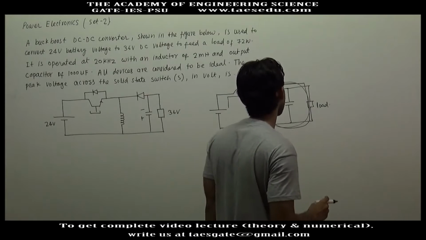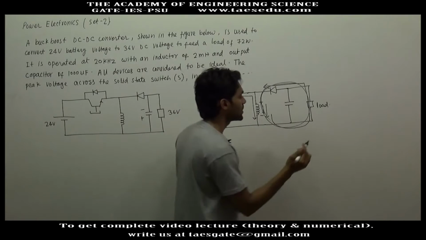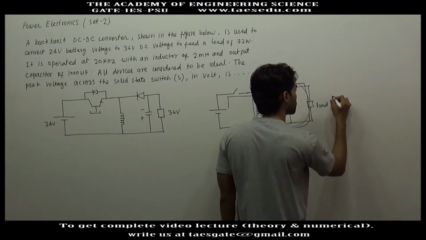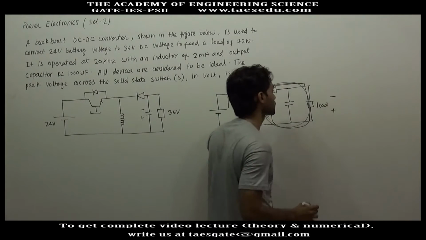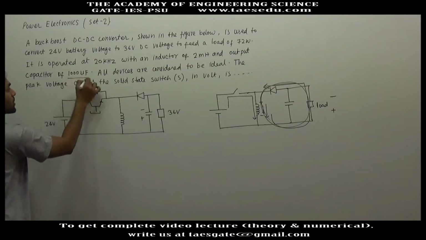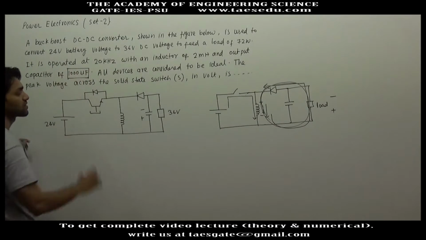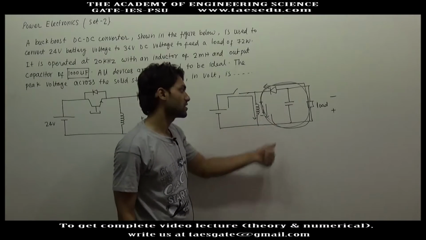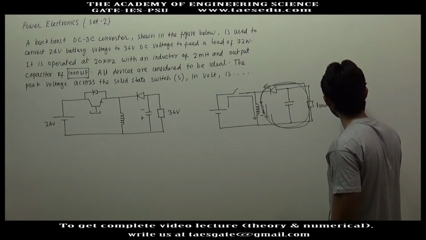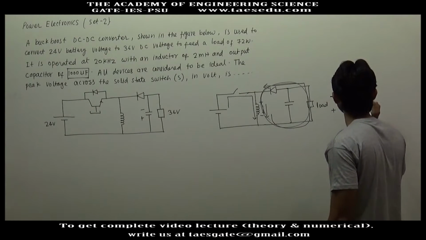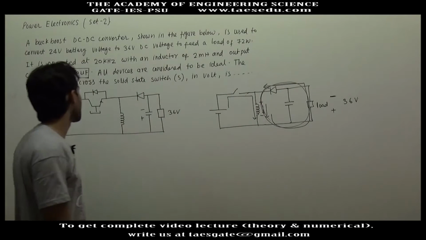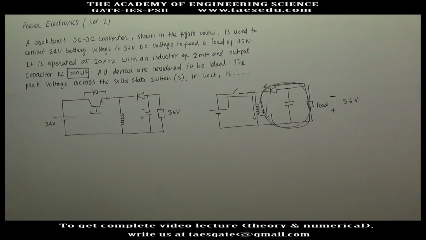So the actual polarity across the load will be this. Since a large capacitor of 1000 microfarad is connected here, this capacitor will make the output voltage constant. This is 36 volt. So we have to find out the peak voltage across the switch.